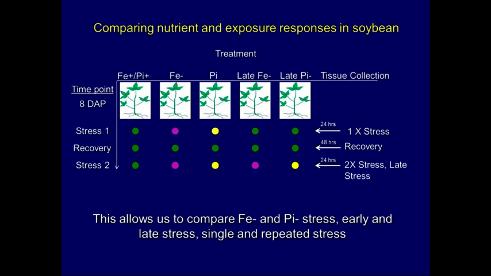Basically, what Jamie did was to start plants all in sufficient conditions. Then one group went under iron stress, one group went under phosphate stress, and then the plants were allowed to recover by returning to nutrient-sufficient conditions. And then a second group got returned to iron stress or returned to phosphate stress. And then the fourth and fifth groups got a late either iron or phosphate stress, so that we were controlling for all of these conditions. And then she collected tissue from both roots and leaves.